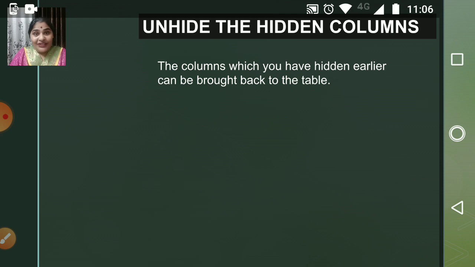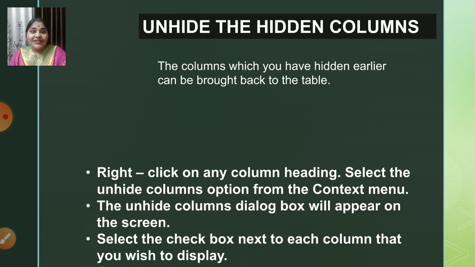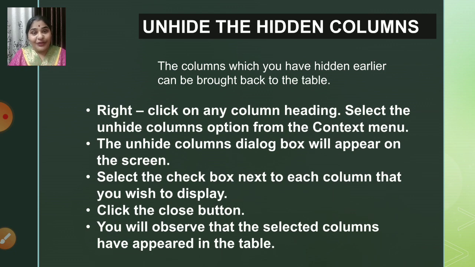Next one, now once you have hidden the column, sometimes you will feel that next time it should be unhidden, right? You have to see those columns. So next is to unhide the hidden columns, okay? Let us see, once you have hidden the columns, how to bring them back on the screen, how they will be visible. The columns which you hid earlier can be brought back to the table. So these are the steps children, how to bring them back.